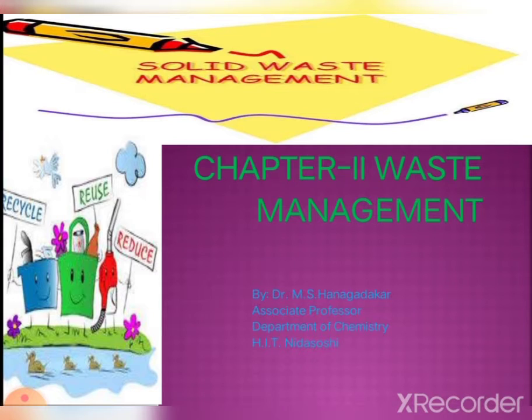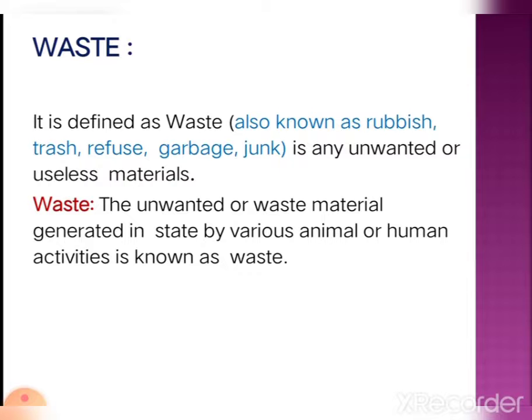The chapter is waste management. When we use the term waste, waste is nothing but material that becomes unwanted or useless. As you know, the wastes produced from the household may be rubbish, trash, refuse, garbage, junk, etc. So waste is also defined as the unwanted or waste material generated by various animal or human activities is simply known as waste.